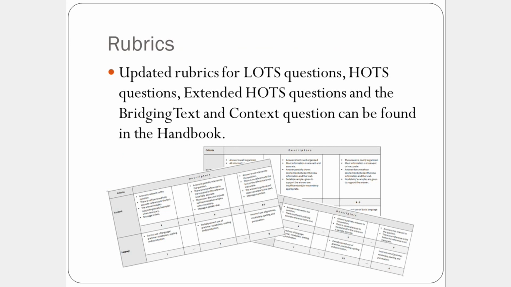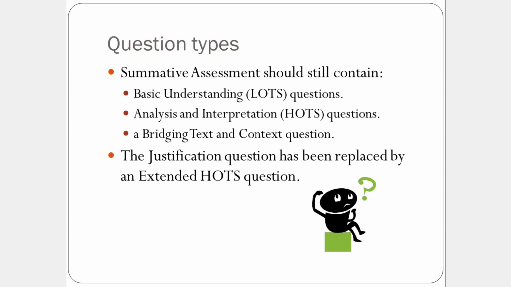The rubrics, for example, which you are supposed to have in front of you and which you were supposed to have used in order to grade your summative assessment, can all be found in the handbook as well as on the site in session 9. The question types have remained the same. Each summative assessment should still contain LOTS questions, HOTS questions or interpretation, and a bridging text and context question.